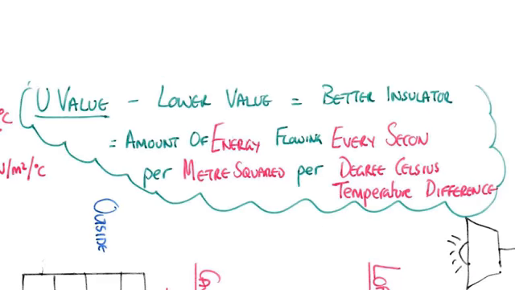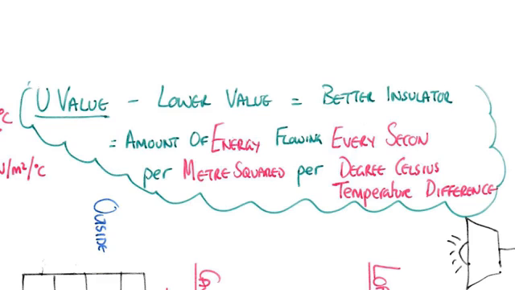Finally, you need to know about U values. Now, the exam board may talk about U values, and what is a U value? Well, it's a number, and the lower the value is, the better the insulator it is. And it's the amount of energy flowing every second, per meter squared, per degree Celsius temperature difference. Okay, that's the definition of U value.